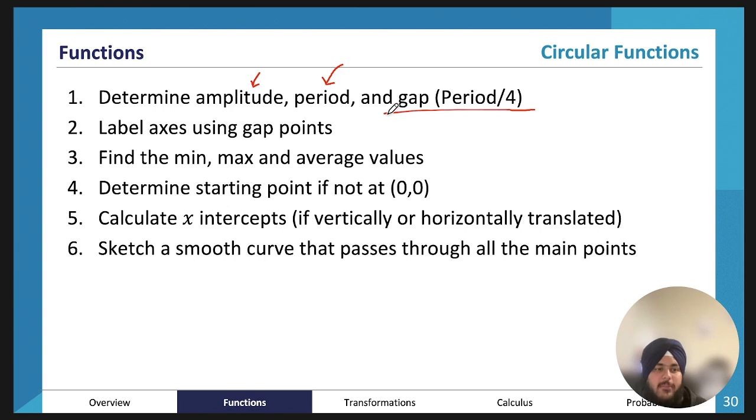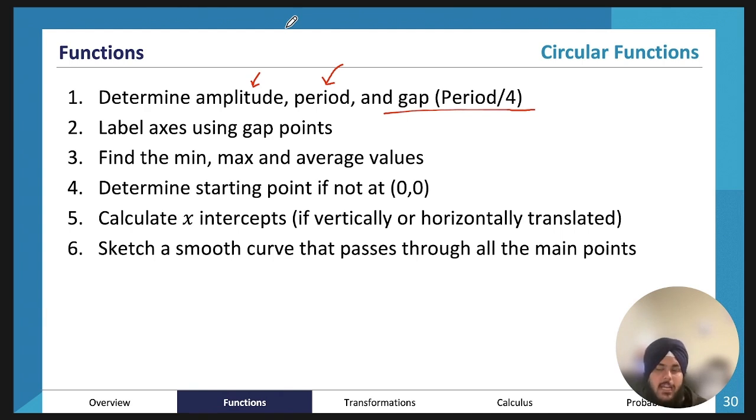So you need to label the axes. Once you've determined the gap, you need to label the axes with the gap points. If the gap points are pi on 4, you need to label the axes as pi on 4, 2 pi on 4, 3 pi on 4, 4 pi on 4, 5 pi on 4, and so forth, depending on what the domain is. You'll always be given a domain, because otherwise your graph repeats itself from negative infinity to positive infinity.